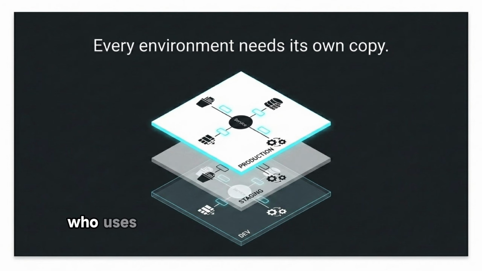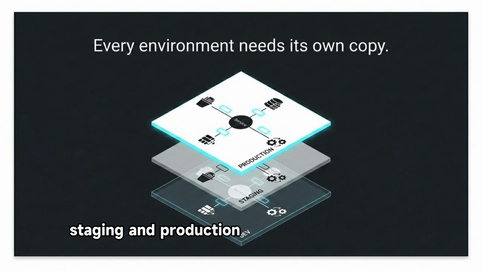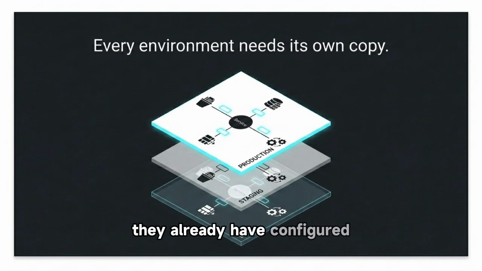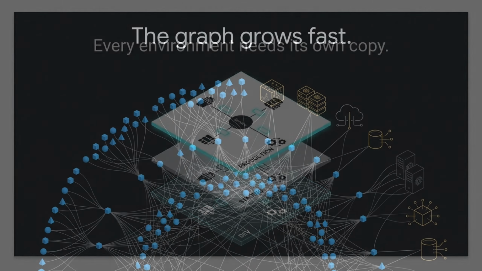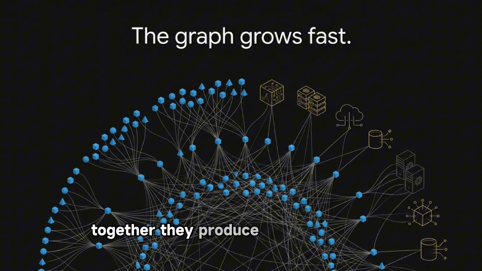The developer who uses the same database password across development, staging, and production has reduced that to 10. The developer who reuses an existing API key they already have configured has reduced it further. Each reduction feels like pragmatism. Together, they produce an identity graph where a single exposed value has edges to multiple systems.